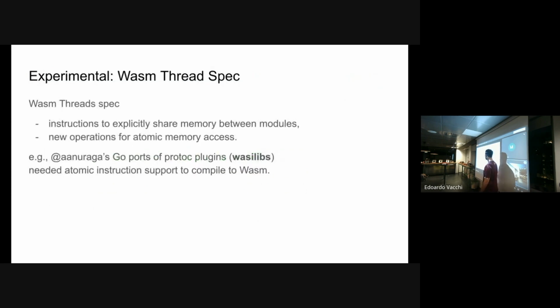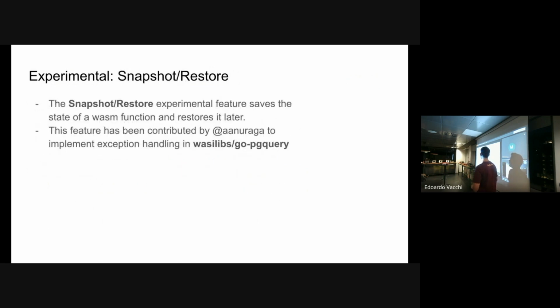Other notable features that we're shipping with 1.7: the Wasm threads spec, which, as we know, is not really about threads, but mostly about atomic operations and sharing memory. And RAG, one of our contributors, needed that in order to support cross-compiling some C modules. So they are not necessarily using threads, but did use atomic operations. So that's one of the reasons why we accepted that.